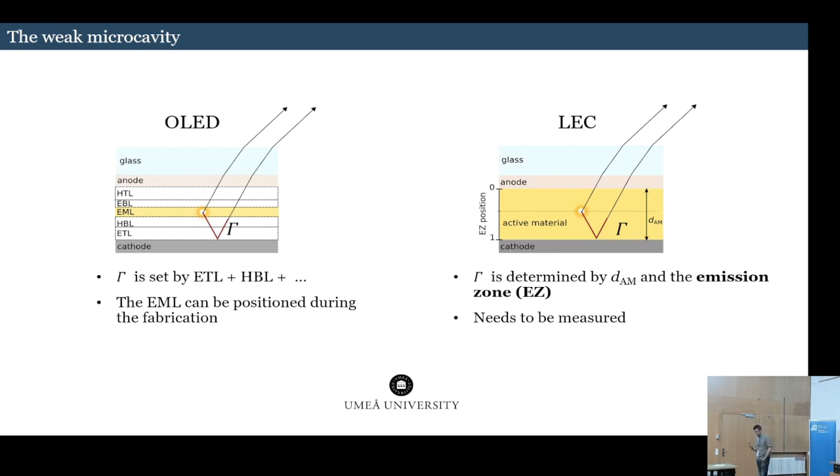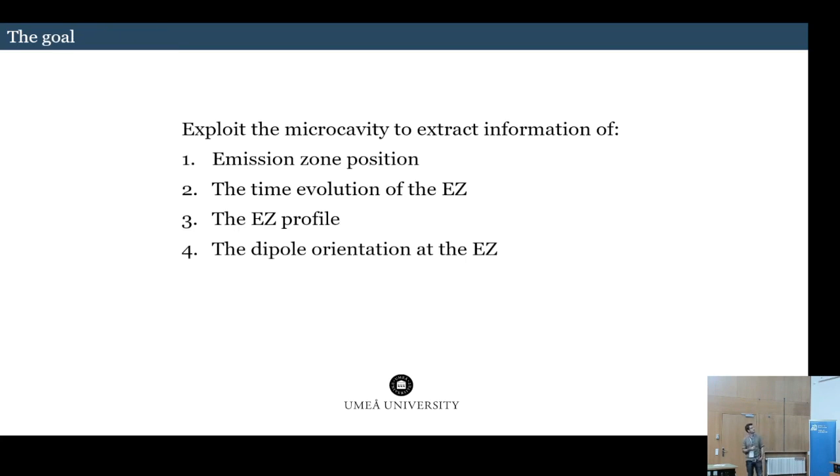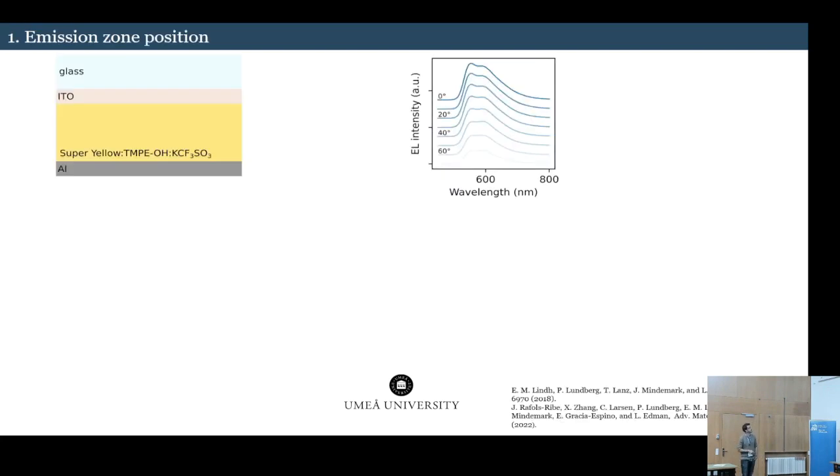So what I'm going to show today, my goal is just to show 4 examples of how, in our group, we exploit this microcavity to extract relevant information of these LEC devices, and in particular, these 4 cases. So I'm going to go relatively quick on that. First, we have studied a lot this kind of canonical LEC in which we use Super Yellow. We have already seen it. It's a PPV-based polymer with a certain ion transporter or ion solvating material and this salt, which is the one that provides the ions.